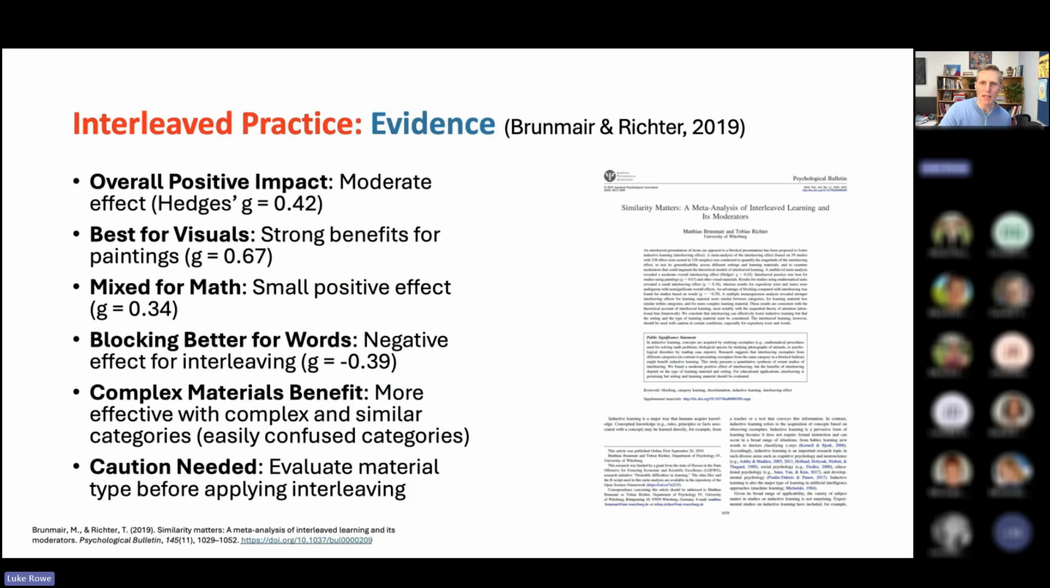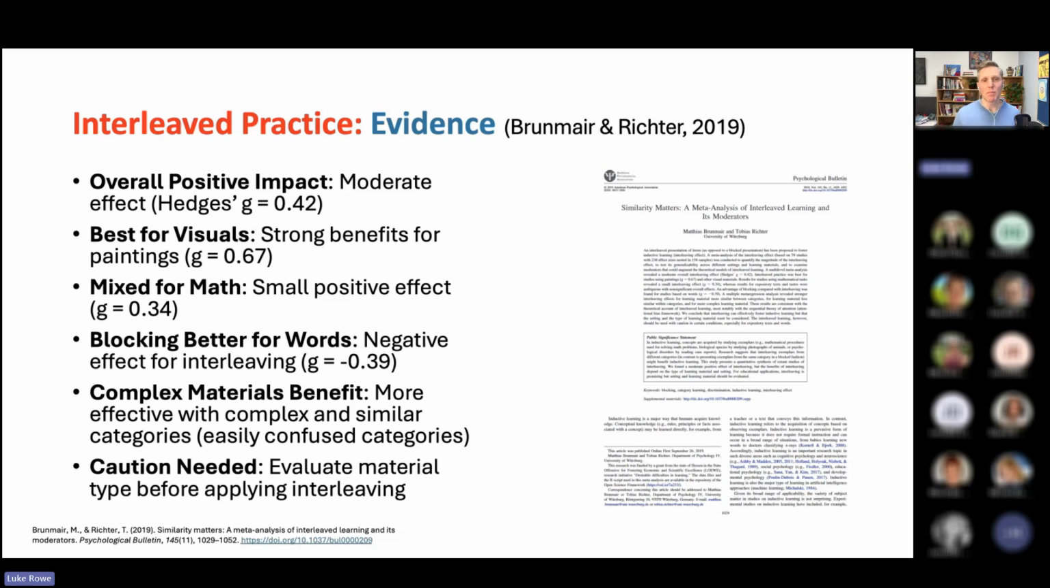Again, a meta-analysis came out by Brunmair and Richter, and we've got differential effects for various things. You'll see there one of the anomalies. It's not that great for word learning necessarily compared to blocked practice. And that's partly because word learning often needs an intense burst and an intensive blocked and not so much randomized aspect to it when you're first engaging with word learning.